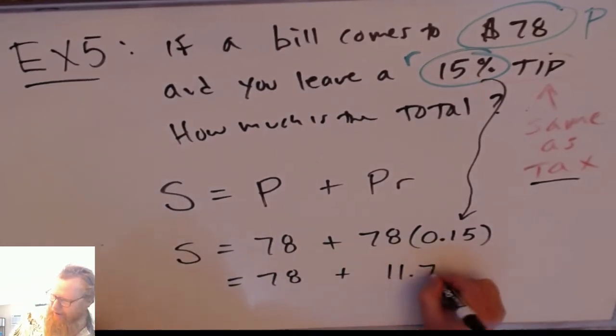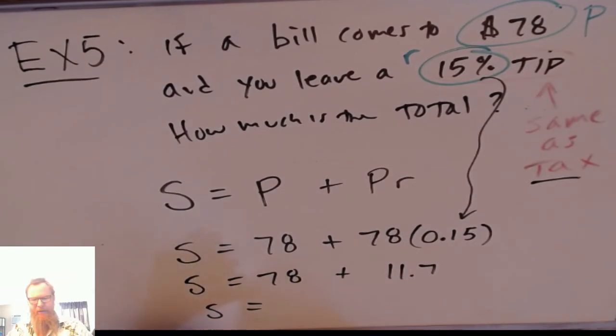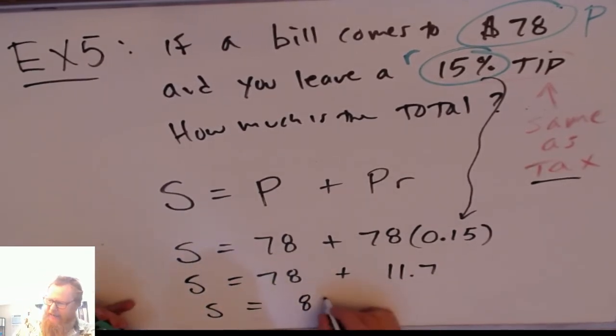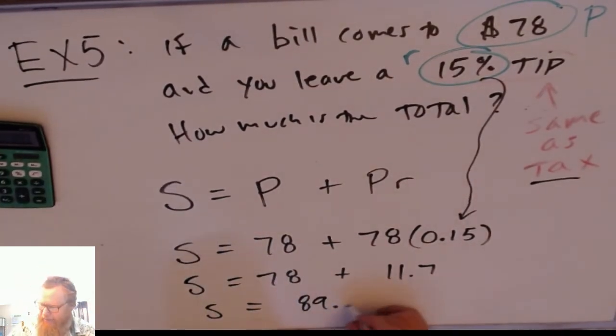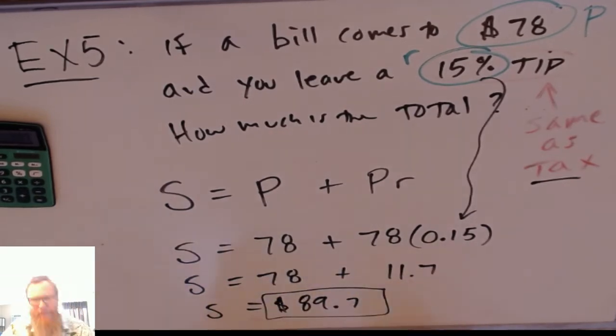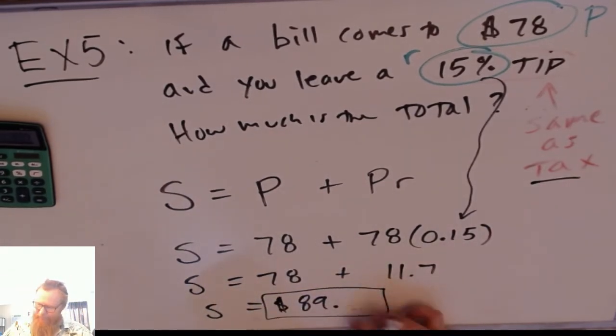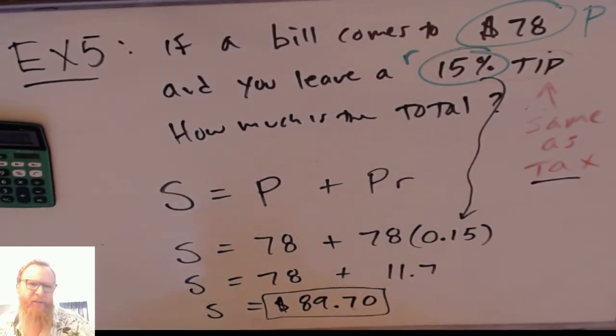is $11.70 plus 78 bucks. $89. I didn't even need the calculator. I feel silly that I even used it for that one. That's $89.70. I like to make it look like money, so I put 70 cents like that. If you leave off the last zero, it'll still be correct, but just looks funny. Looks like there's a missing digit or something like that.